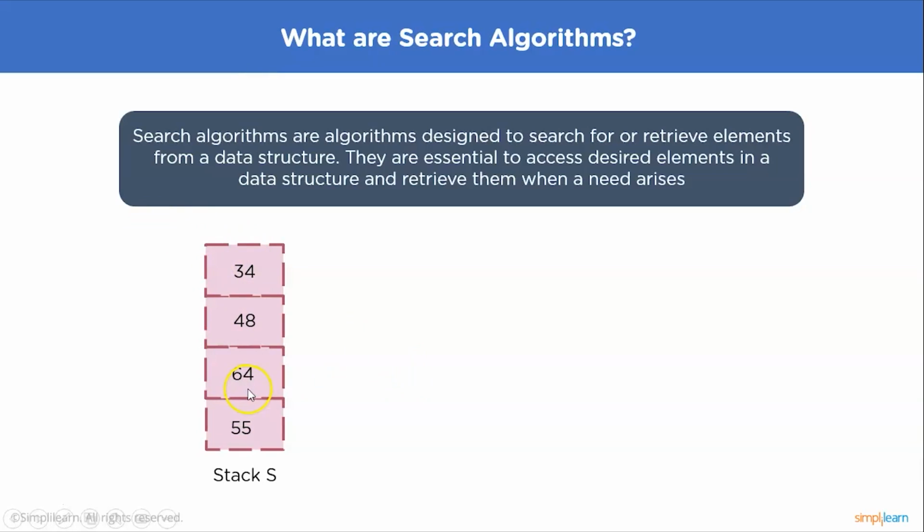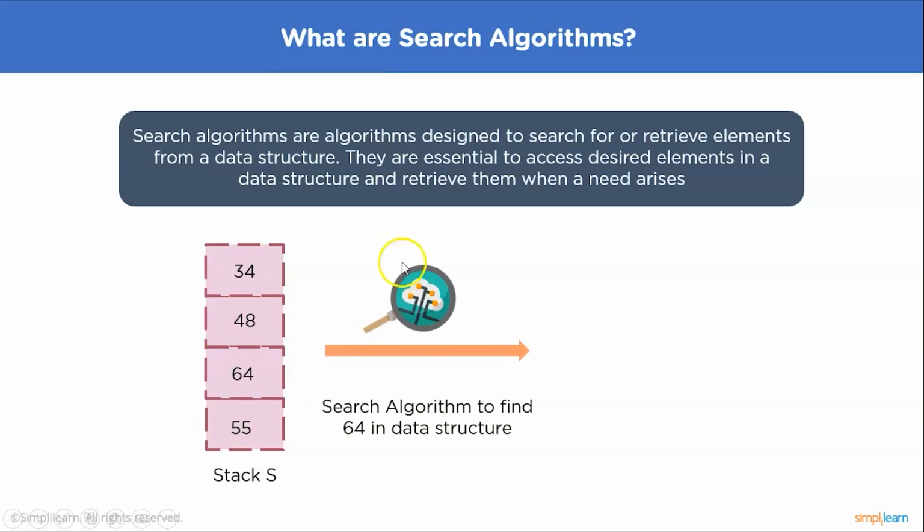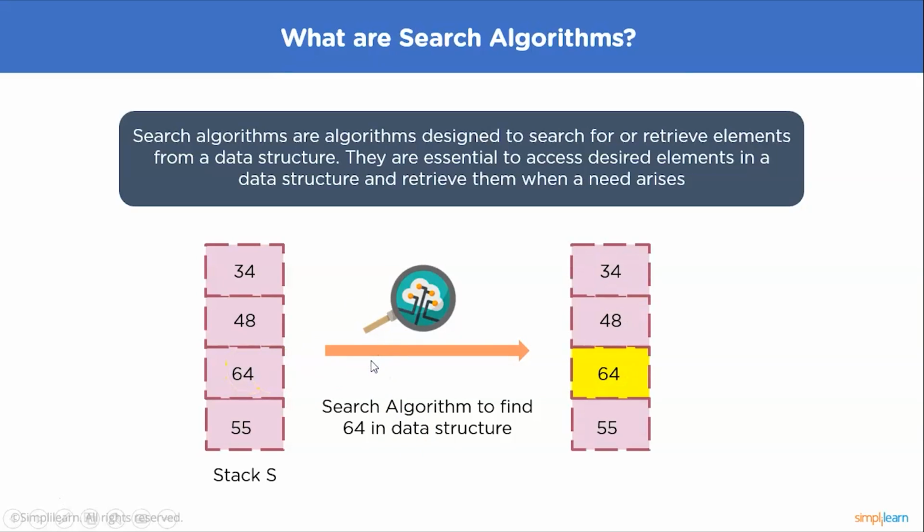So suppose we want to find the index of say an element in the stack, say 64. So we're gonna run it through a search algorithm to find 64 within our data structure. What this search algorithm is going to do is that it's going to take a look at the top element and see that it's not 64. It's going to remove the top element and move on to the next element.